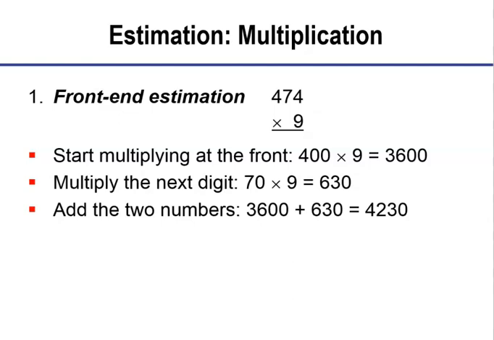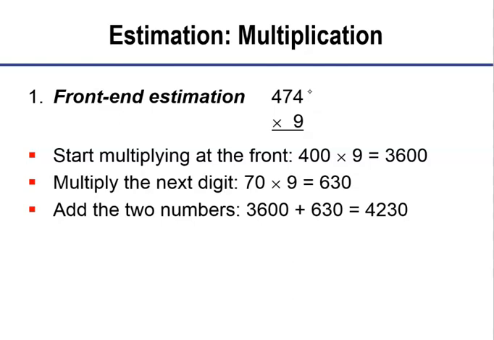So really quick calculations, this is helpful. It's helpful in checking your actual work. You can just look at it real quick and go, yeah, that answer is roughly right. Start multiplying at the front. So 400 times 9. That's that front end multiplying like we did earlier. Again, just change that to 400 times 9.